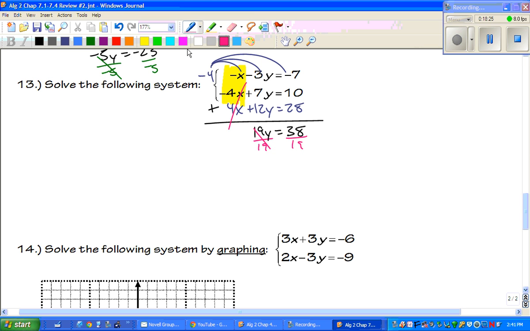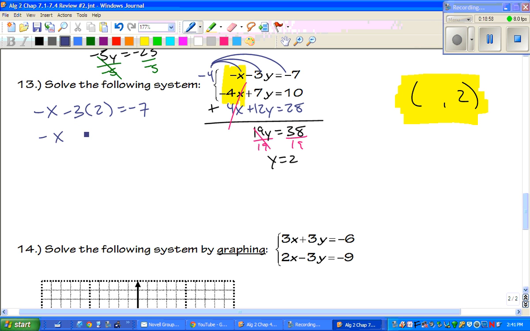Divide both sides by 19, and we get that y equals 2. Okay, and now to find out what x is, we're going to plug it back into the original equation. Oh, I'm sorry, I plugged it in for the wrong one. So negative x minus 3, because that's the y. So negative x minus 6 equals negative 7.